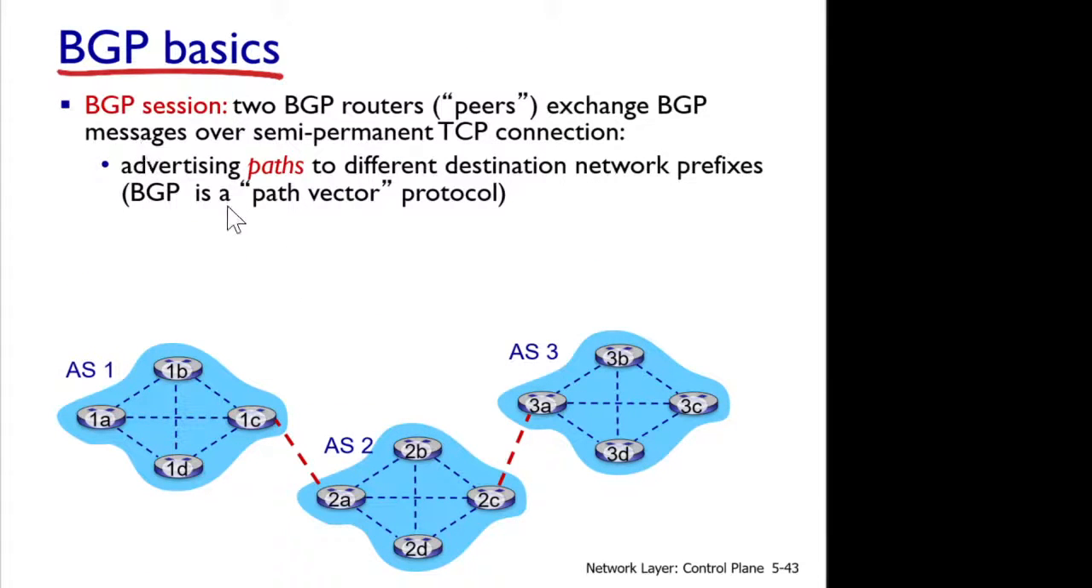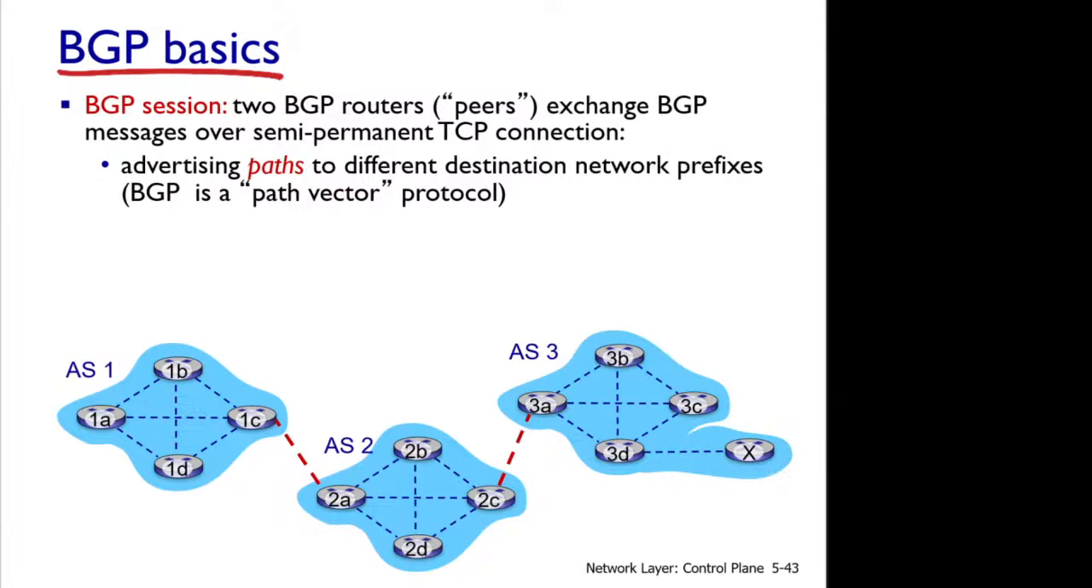So, BGP session. Let's go through some examples here. We'll imagine we've got two BGP routers, or peers, exchanging BGP messages over a semi-permanent TCP connection. It's pretty much permanent. The advertising paths are sent to the different destination network prefixes. I'm going to show you some examples. We call this a path vector protocol. It's a path vector protocol because what's actually communicated is paths, as you'll see in a moment.